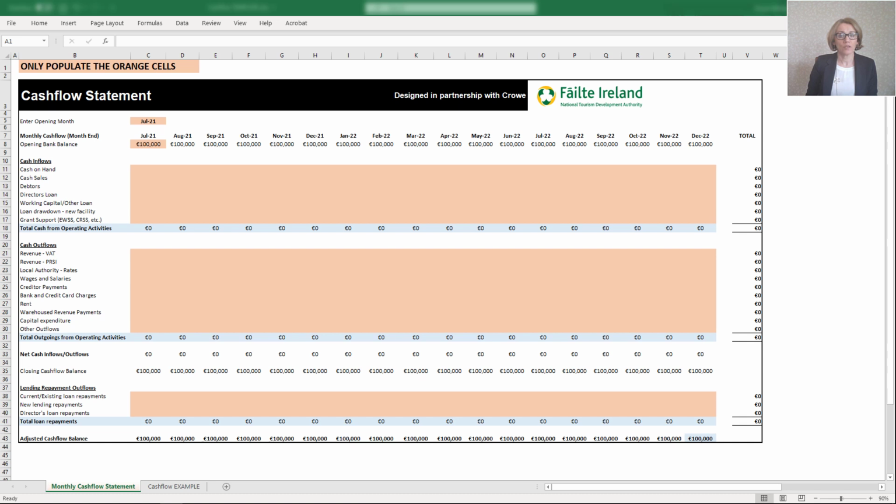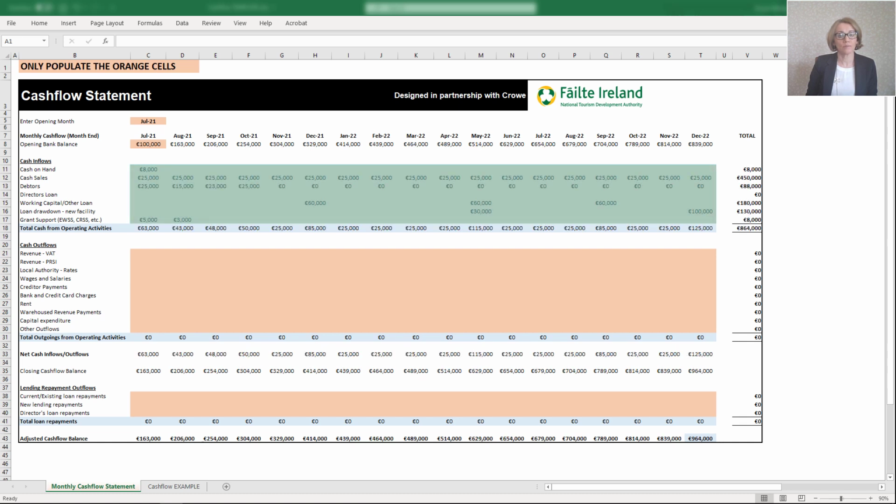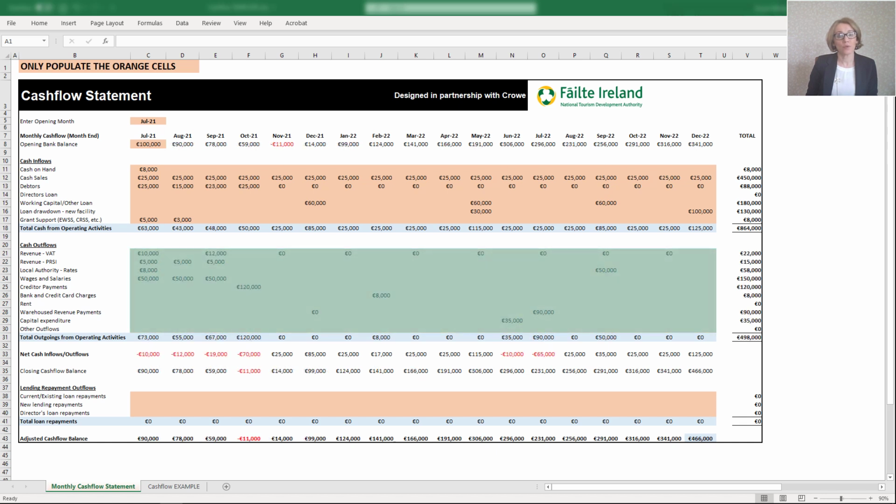All cash inflows are entered as a positive number and are entered in these rows. Cash outflows include wages and salaries, all your creditors, revenue payments such as VAT or PRSI, or warehouse revenue payments, local authority rates, and all other outgoings of the business. Each of these are entered as a positive number through these rows.